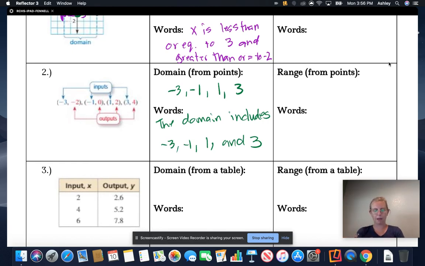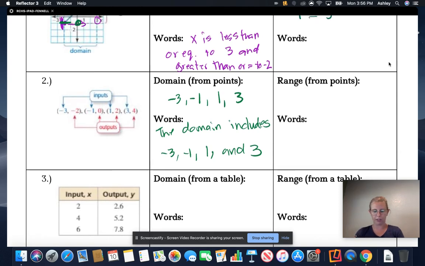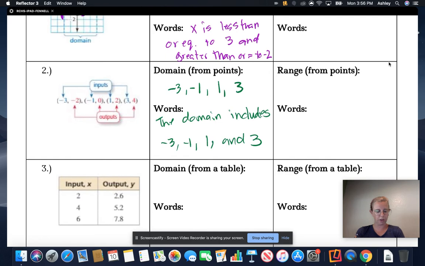All right, so what about the range now? I'm picking all different colors here, this problem. Okay, what's the range going to be? The range is going to be our output. So in this case, -2, 0, 2, 4. These are our output values. Again, in words, you're just going to say the range includes -2, 0, 2, and 4. We don't know if there's anything else, but from the given information, that's what we know.